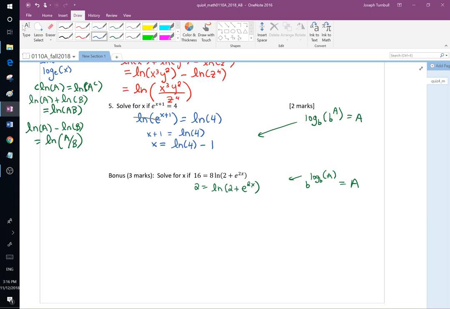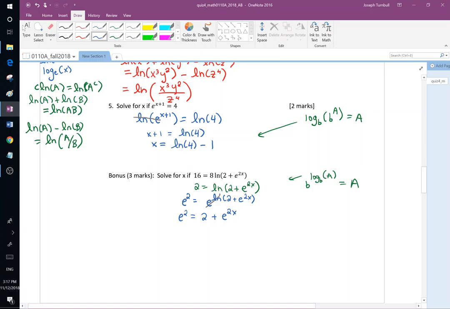You can use any base you want. So if you wanted, you could write this as 5 squared equals 5 to the power of ln of all that stuff. But using 5 isn't very helpful, because you won't be able to use a cancellation law. The number you want to use is e. You want to raise both sides as powers on e. So e to the power of 2 is equal to e to the power of ln of 2 plus e to the 2x. And we can cancel the e and ln. So we have e squared is equal to 2 plus e to the 2x.